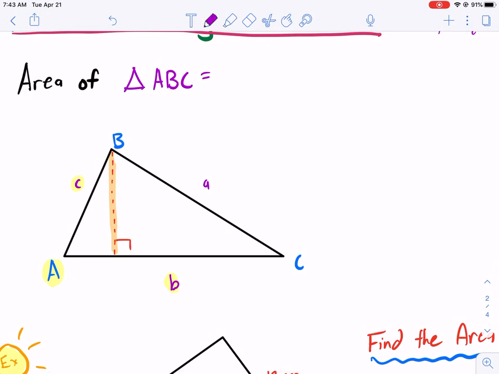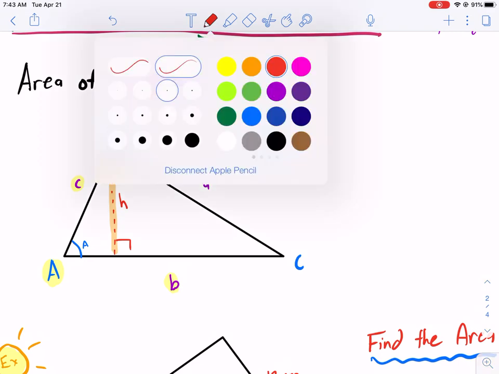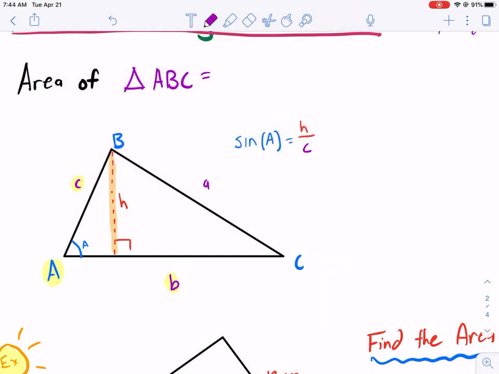So if we're given this angle, angle A, then we know that the sine of A, and we use capital letters for angles and lowercase letters for side lengths, is the same thing as the height, which I'm going to label H, over the hypotenuse, which is C, okay? Because as we remember, sine of an angle is equal to the opposite over the hypotenuse. That's just a trigonometry refresher for you.